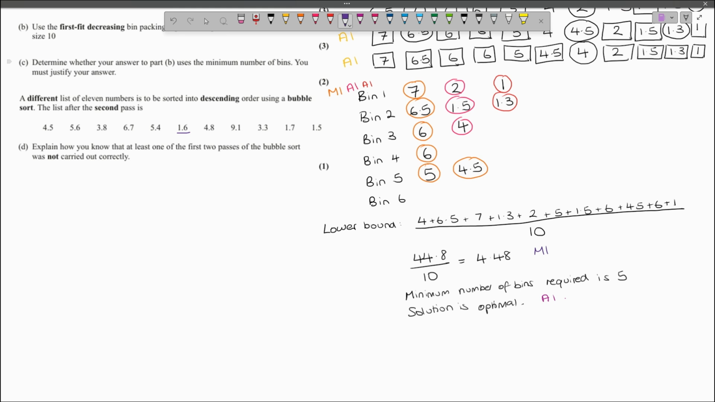And looking at the mark scheme, an answer saying that the lowest two values should be in the two far right positions, and they are not, would get you a mark. Alternatively, saying that 1.6 is not in the correct position will get you a mark. So you just have to say that there's a particular number that's not in the correct position, and that will get you a mark. Or you can state the theoretical layout of how the sort should work. The lowest two values should be in the two far right positions, and they're not. And that will also get you a mark.